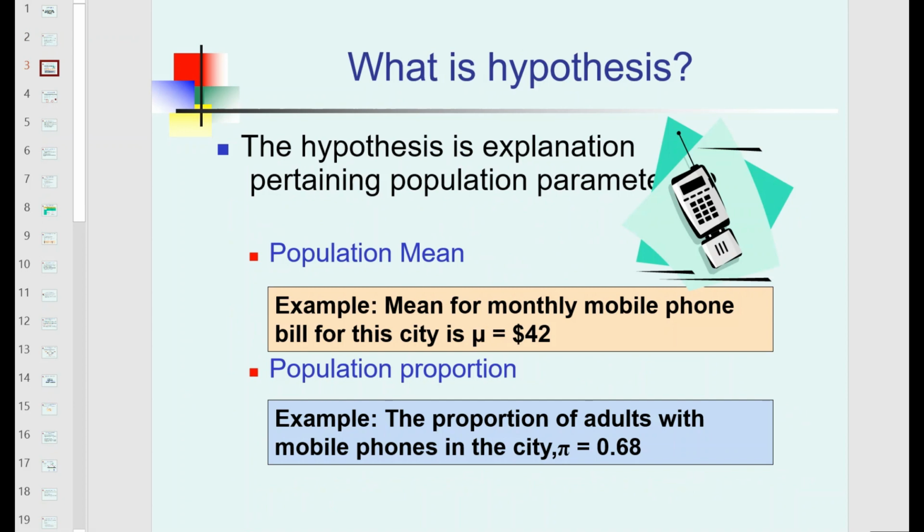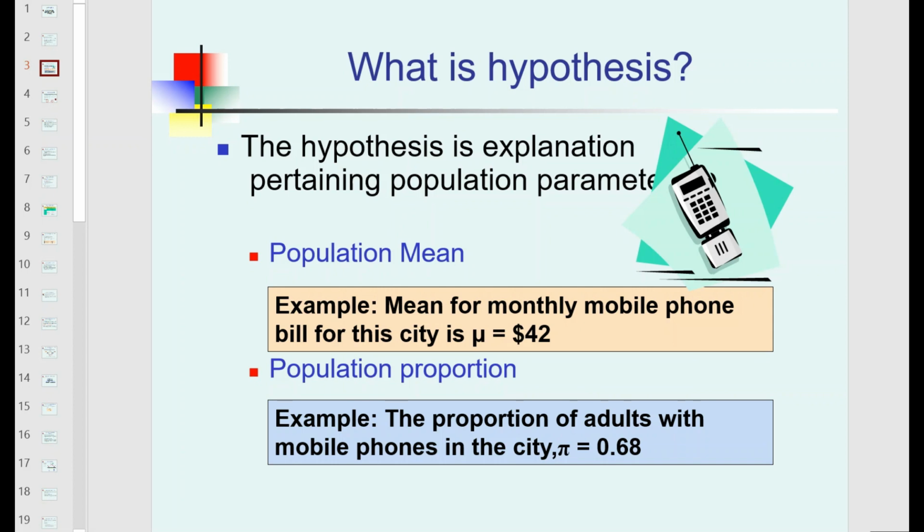So basically, what is hypothesis? Hypothesis means explanation pertaining to a population parameter. So we have learned previously on population, and we have population mean overall, right? We have population, we have sampling, and now we're talking about population. So population mean is the one that we have also learned previously, and it is the mean of that particular population, not sampling, the whole one.